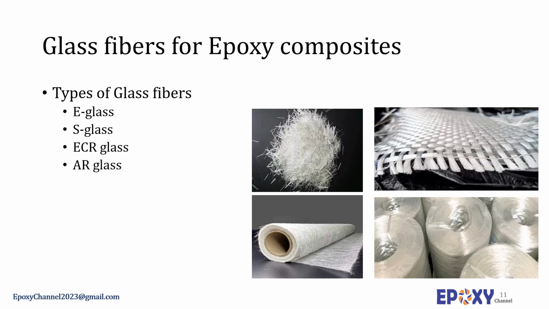Glass fiber composite is the most common composite type. A number of glass compositions are commonly used for the production of glass fibers. The most important is E-glass, but other types are also available for certain situations. For example, S-glass for when a higher modulus is required, ECR glass for acid resistance, and AR glass for alkaline resistance, for example, in cement matrices.